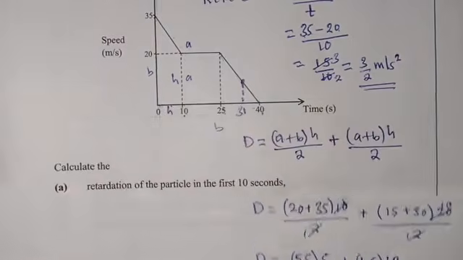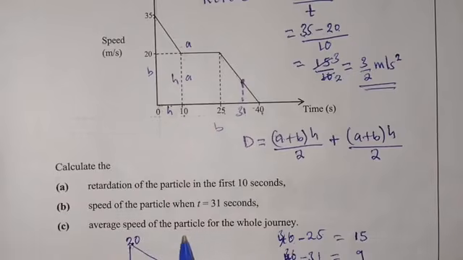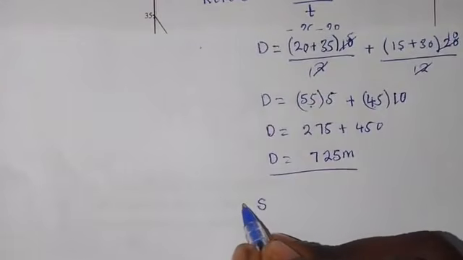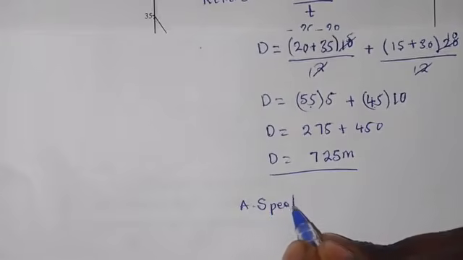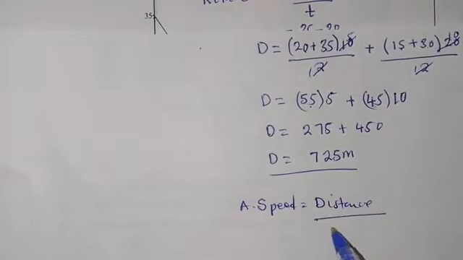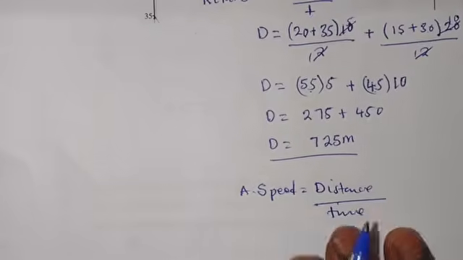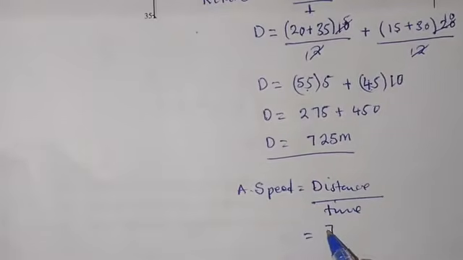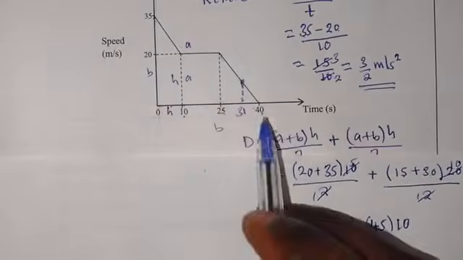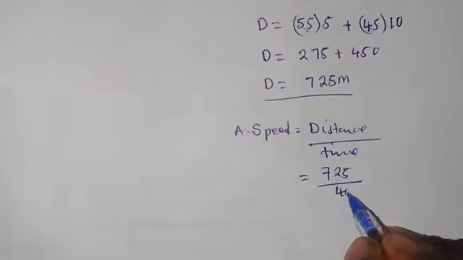We have not answered the question. The question is saying find the average speed of the particle for the whole journey. So now we come to the formula for speed. We know that average speed is equal to total distance taken over total time. So we are going to say the distance is 725. That is our distance. Then we divide by the time. What is our time? Which one is our time right here? Yeah, it's 40. So the time is 40.